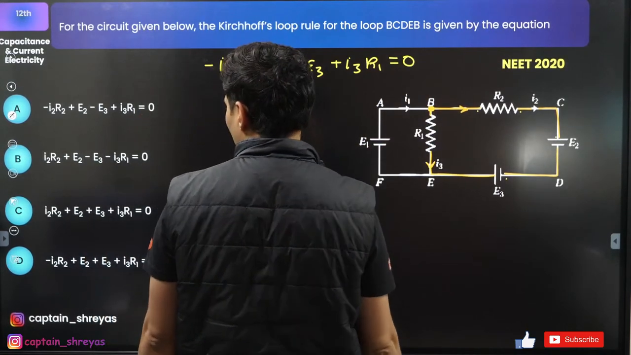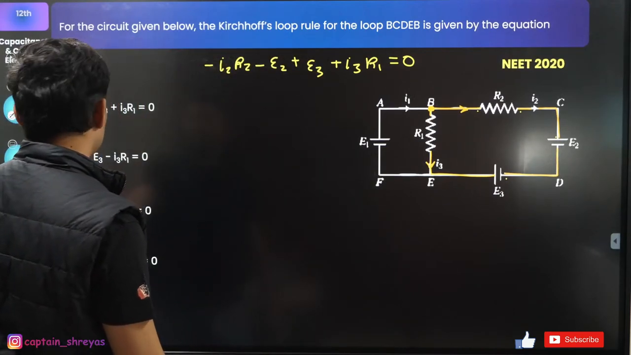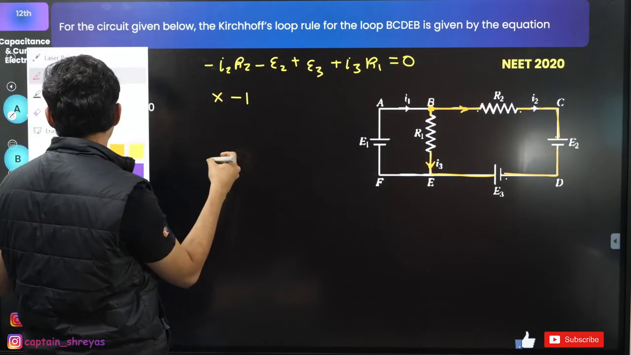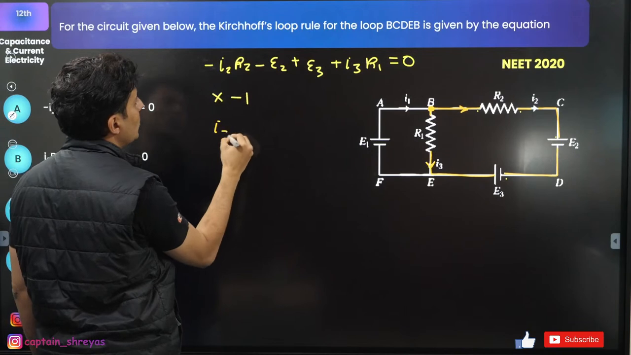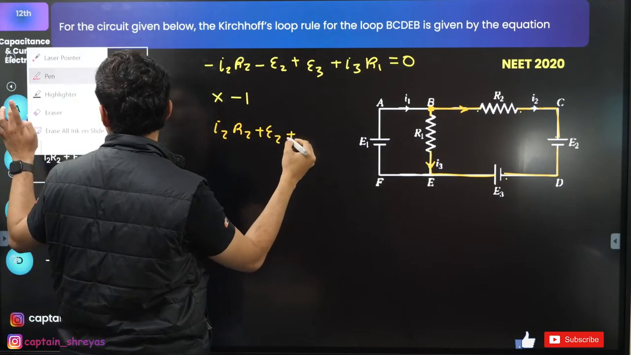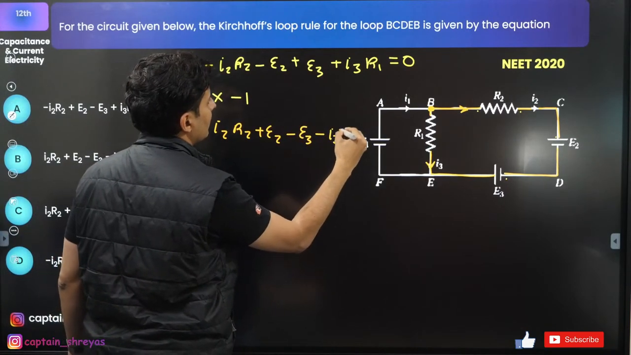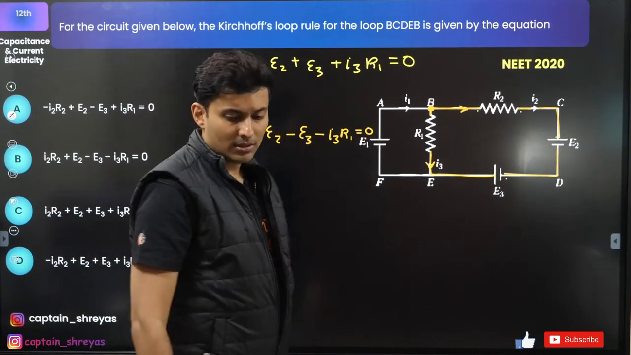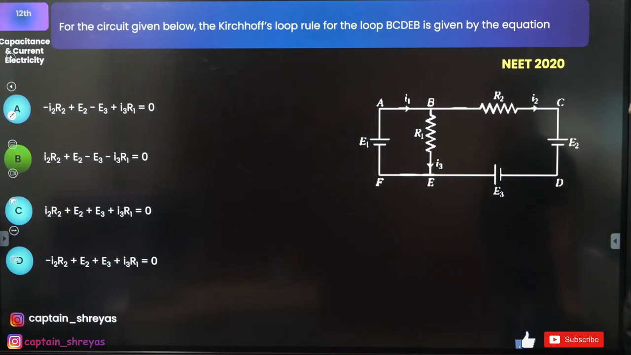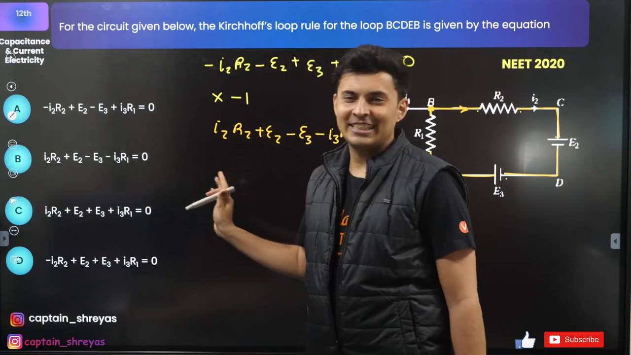So minus I2 R2 is there, but plus E2. Okay, so I multiply this with minus 1. What are you going to get, guys? This will be I2 R2 plus E2, this will become minus E3, this will become minus I3 R1, equals 0. Just check this out. Is such an option there? Yes, it is option B. Perfecto. So you had to multiply it with minus 1, only then you get the correct answer.